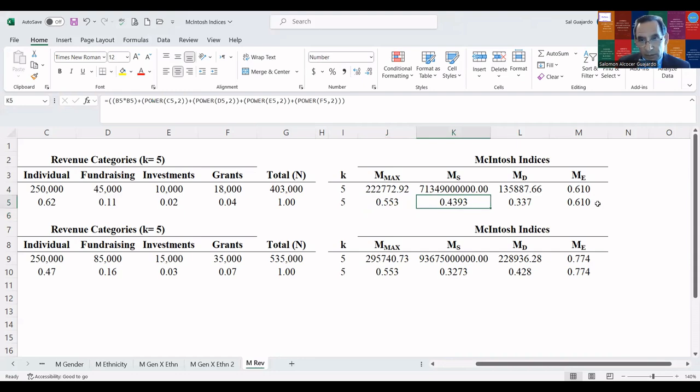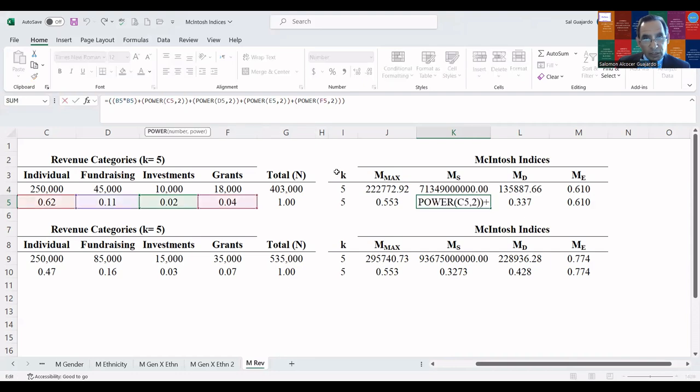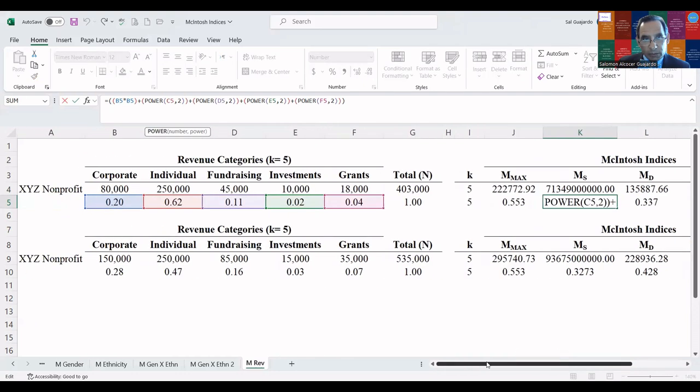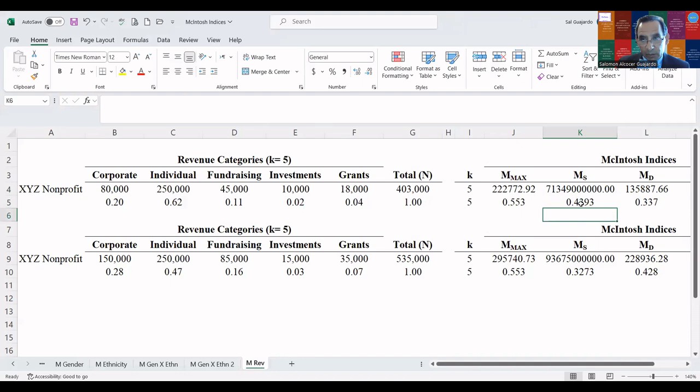To get the McIntosh similarity score for the percentages, it's going to be each cell times itself, so I'm going to square it. So here for the percentage, it's going to be 0.20 times 0.20 plus 0.62 times 0.62 plus 0.11 times 0.11 plus 0.02 times 0.02, and finally 0.04 times 0.04. That gives me a value of 0.4393.